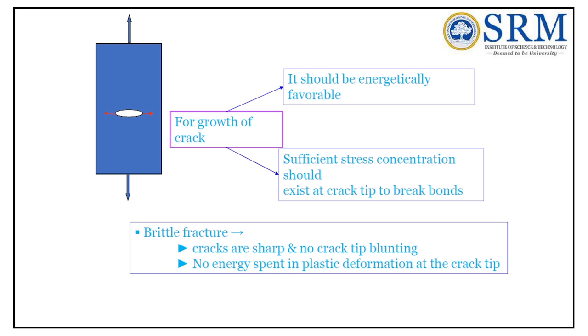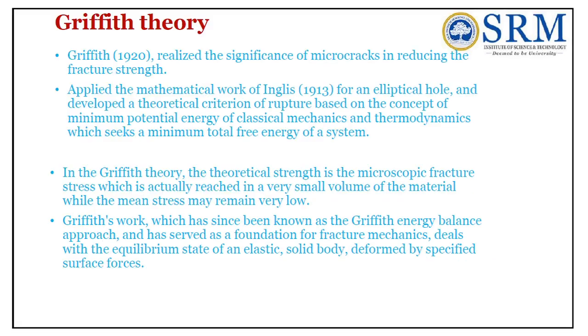Sufficient stress concentration should exist at the crack tip to break the bonds, whereas in a brittle fracture, cracks are sharp and there is no crack tip blunting, so no energy is spent in plastic deformation at the crack tip. Okay, now coming to the Griffith theory.